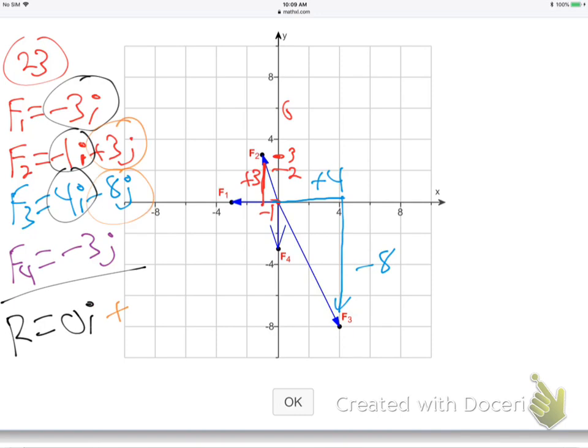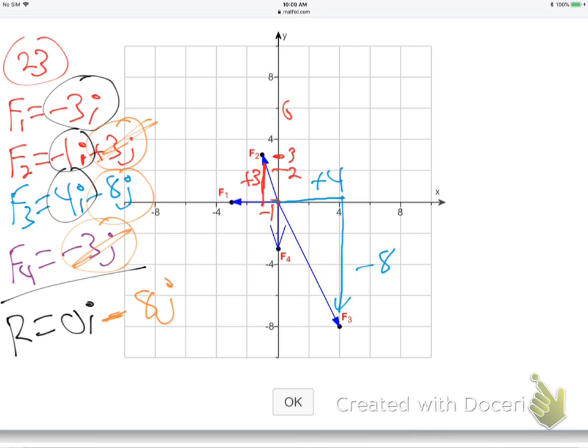3J minus 8J is what? Minus 5. And minus 3 more is minus 8? Minus 8. Yeah, the easy way would just be to cancel the minus 3 and the plus 3, huh? It's minus 8J. So it's 0I minus 8J.